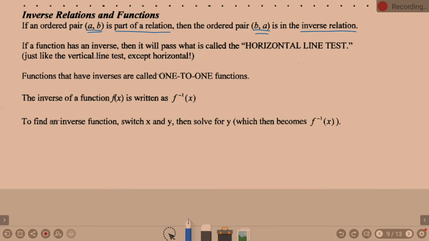If the function has an inverse, because I can't always say that an inverse will exist, but if a function has an inverse, then it will pass the horizontal line test. Okay, that's new, but you know how the vertical line test works, right? Draw a vertical line. If it only touches the graph in one spot at a time, then it passes the vertical line test, and that says it is a function. Horizontal line test. Draw a horizontal line, and if it only touches the graph in one spot at a time, then that's saying that the inverse does exist. There is an inverse. Okay? So if a function has an inverse, it'll pass the horizontal line test. As it says, just like vertical except horizontal.